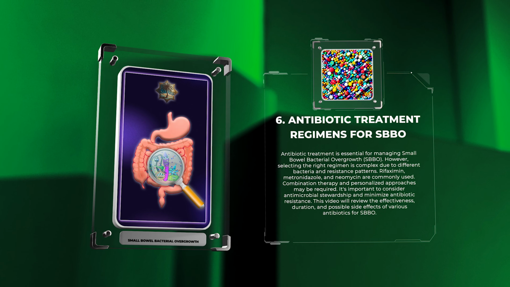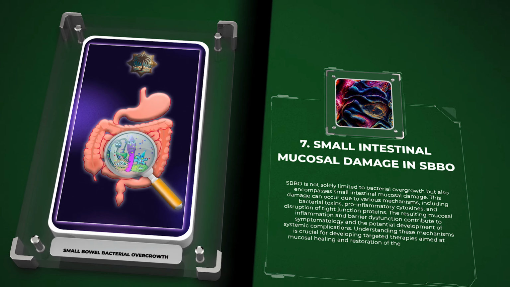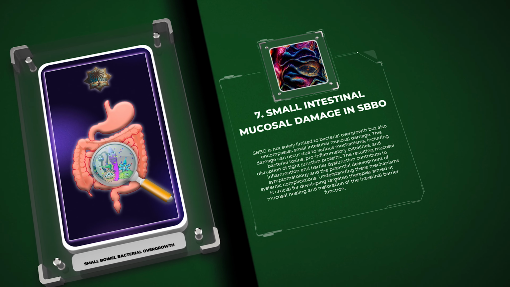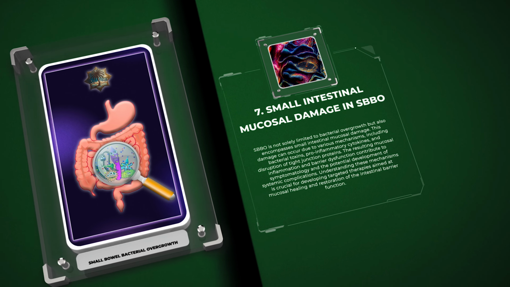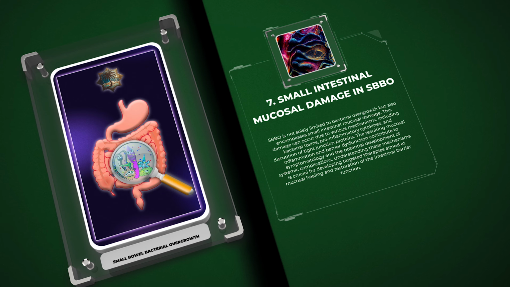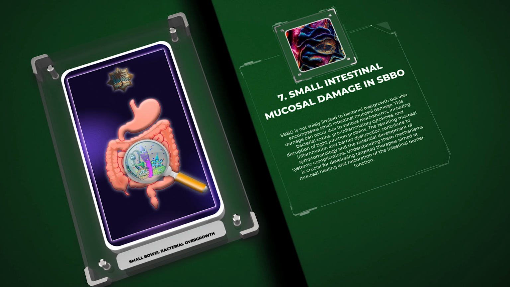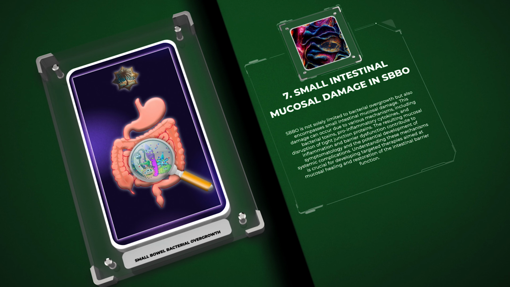SIBO is not solely limited to bacterial overgrowth but also encompasses small intestinal mucosal damage. This damage can occur due to various mechanisms, including bacterial toxins, pro-inflammatory cytokines, and disruption of tight junction proteins. The resulting mucosal inflammation and barrier dysfunction contribute to symptomatology and the potential development of systemic complications. Understanding these mechanisms is crucial for developing targeted therapies aimed at mucosal healing and restoration of the intestinal barrier function.